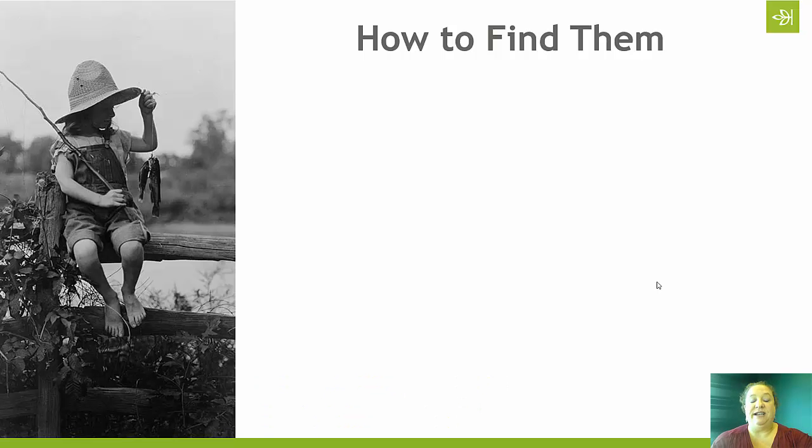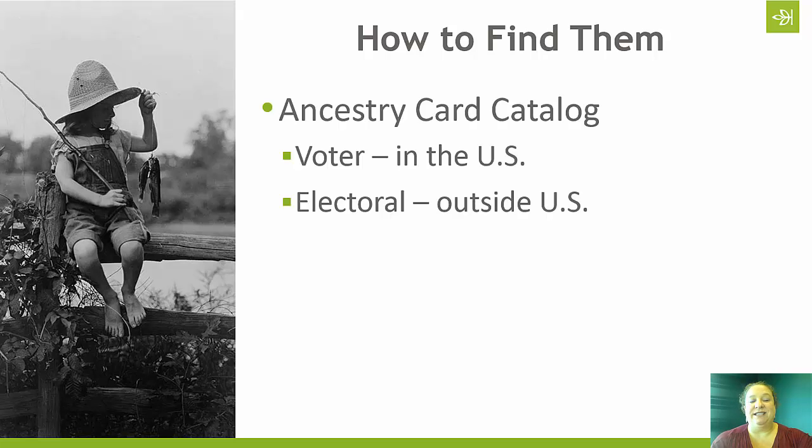First, let's cover how to find them. Like everything on Ancestry, the quickest, easiest way to find them is through my favorite resource on our site, which is the card catalog. In that title field in the card catalog, you have a couple of options. You can type in the word voter, because here in the United States, those records are typically called voter registrations, or you can type in the word electoral. Outside of the United States, these particular kinds of records are typically called electoral registers or electoral rolls.